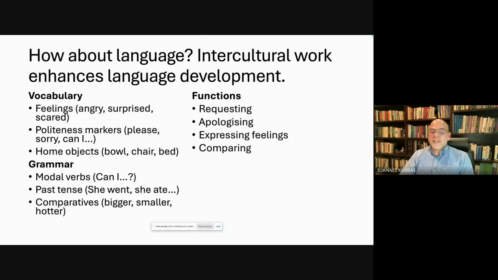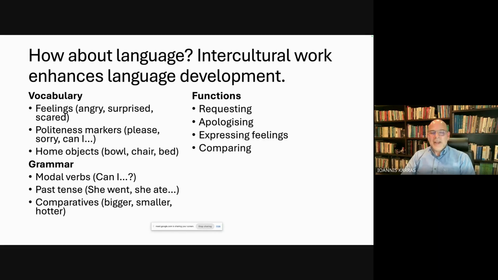So politeness markers like please, sorry, can I? Then different simple objects, like everyday objects that are in the story, like chair, bed, bowl, etc. And then moving on to grammar aspects, like using simple modal verbs like can I, past tenses, and comparatives like bigger, smaller, hotter, etc. And different functions: requesting, apologizing, expressing feeling, and comparing. So in such a short story, you can see all these linguistic aspects. So the answer is yes.